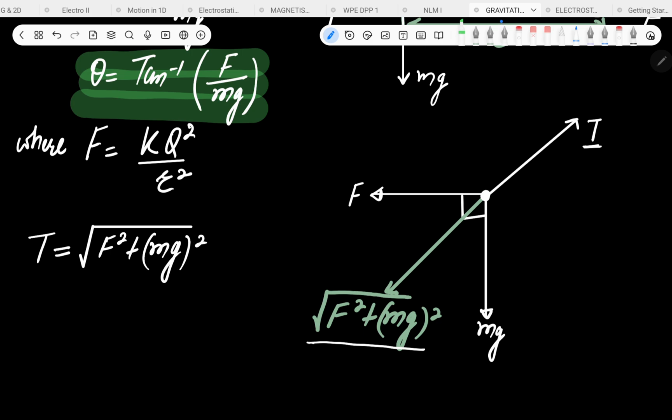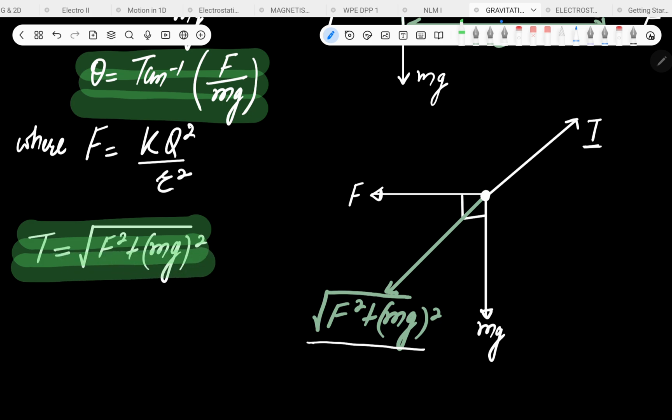That's it. So we have calculated both the angle which the string makes with the vertical, and the tension in the string.